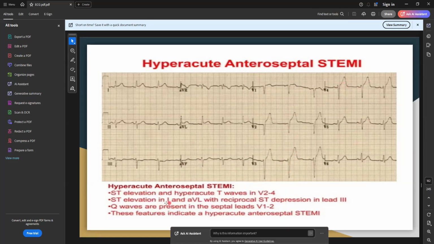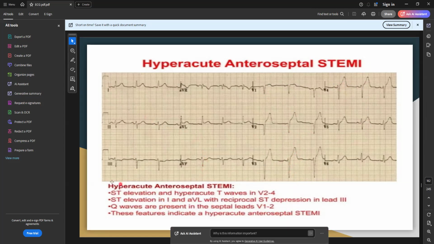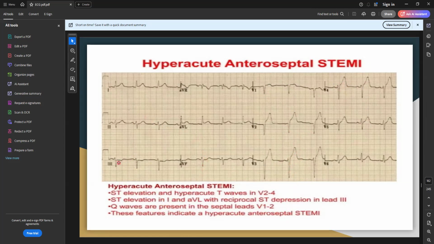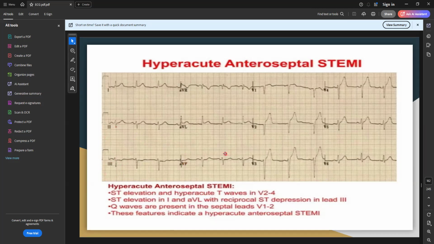ST elevation will be there in lead 1 and AVL with reciprocal ST depression in lead 3. Here you can see the ST segment depression. This is the PR segment. This is above, around more than 2 small squares. This ST depression is there in lead 3. Q waves may be present in the septal leads, that is V1 and V2. These are the features of hyperacute anteroseptal STEMI.